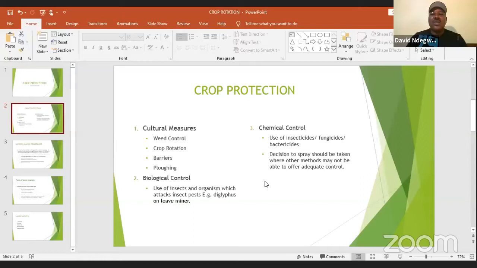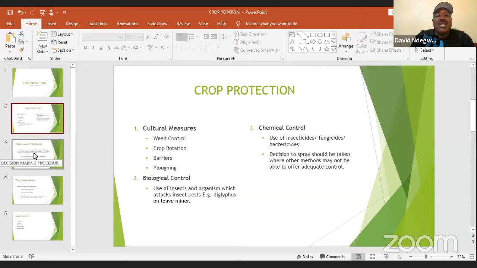pests are exposed. Biological control has been addressed. Mainly, something that you can effectively control using biological control or using insects is leaf miner. Chemical control, that one I had mentioned. If you decide to go to chemical ways, you must have tried other ways, and if you do not get proper control from them, then you can go into chemical controls.